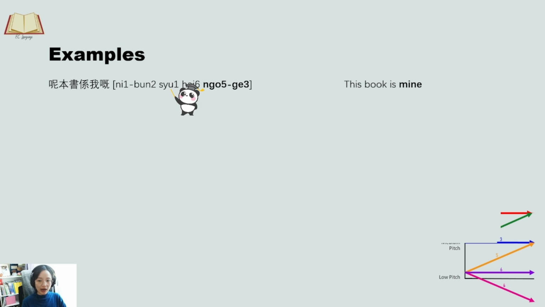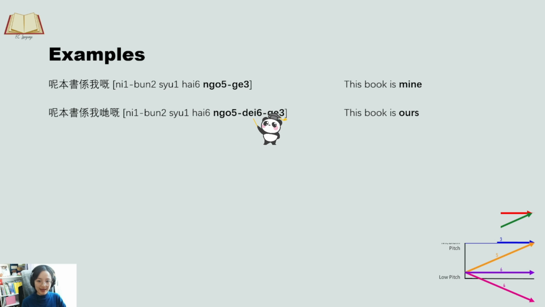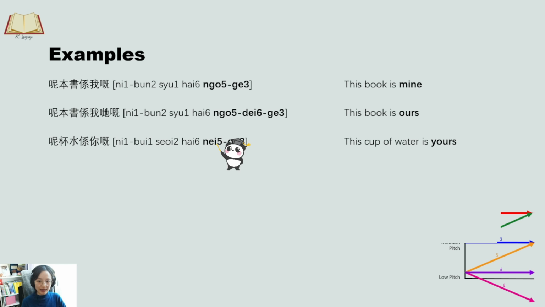呢本書係我嘅 This book is mine. 呢本書係我哋嘅 This book is ours. 呢杯水係你嘅 This cup of water is yours.